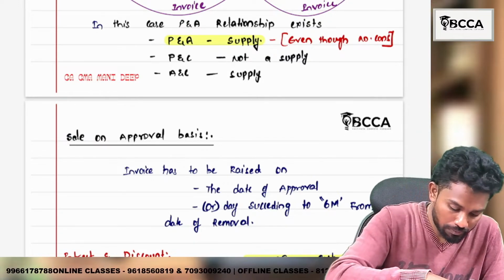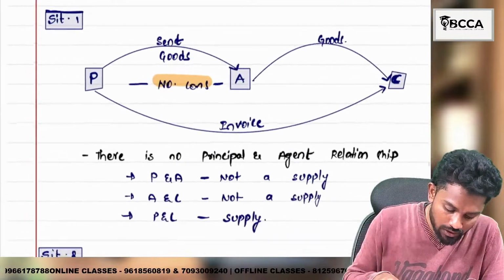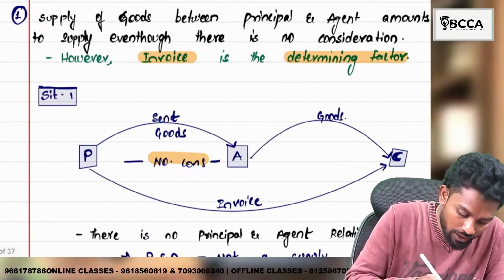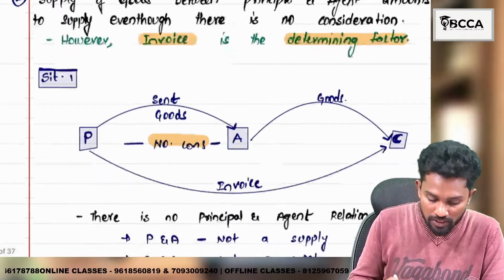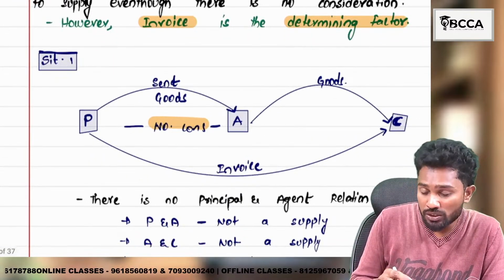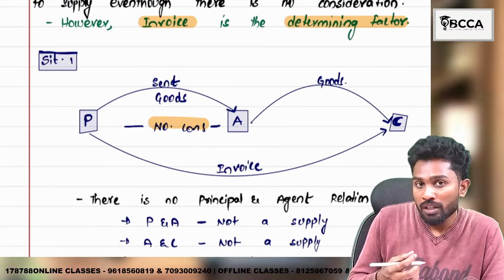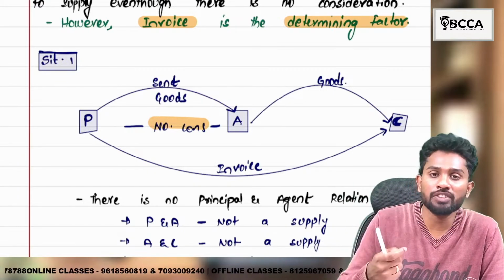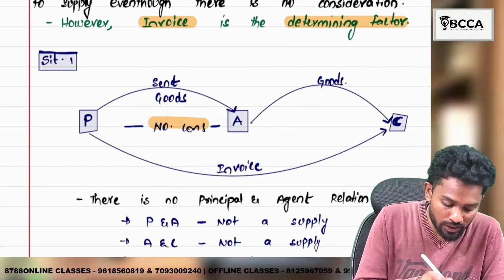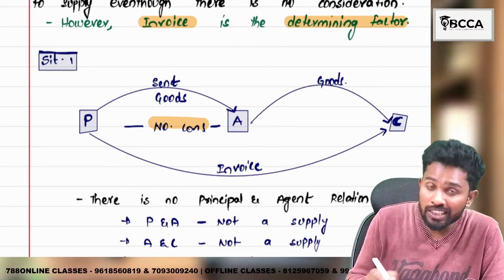Okay, so now see, in principal and agent, situation 1 is like this. To explain this I have given these examples. When principal sends the agent goods and invoice is not raised, I mean if invoice is directly raised in the name of customer, then between principal and agent it's not a supply, there is no principal and agent relationship.